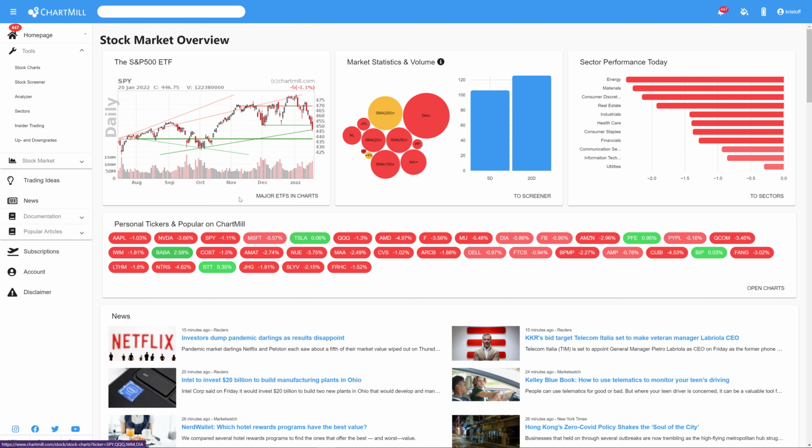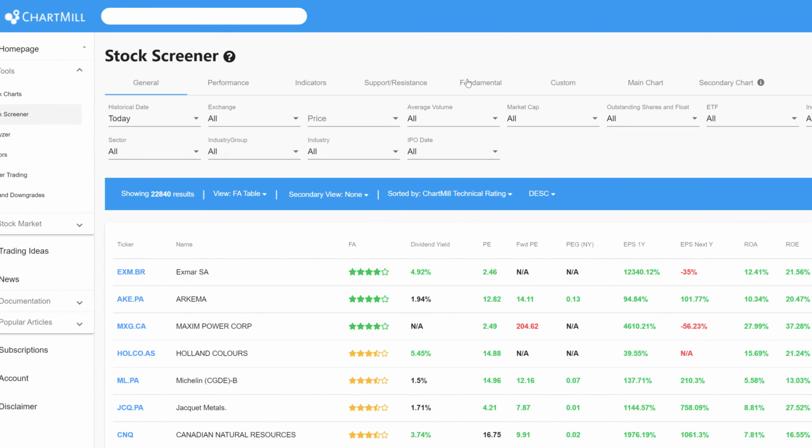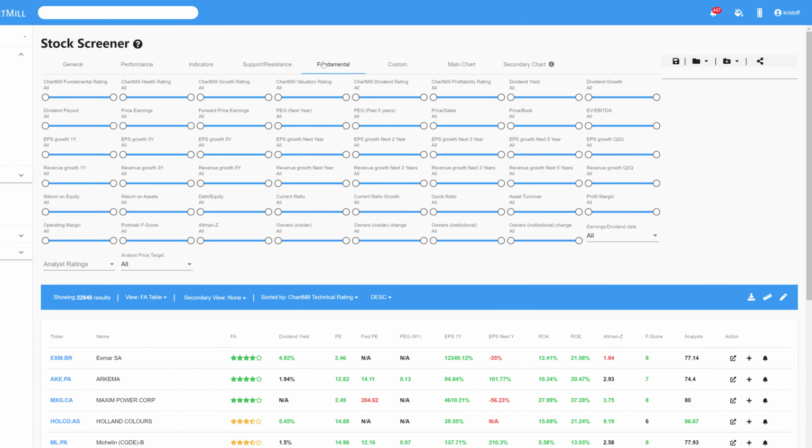All filters used in this video can be found under the Fundamental tab on the stock screener page. And when setting the filters, it is important not to be too strict at the start so that we can get a wide enough selection.